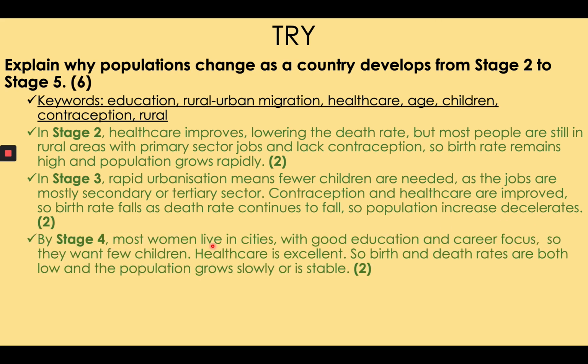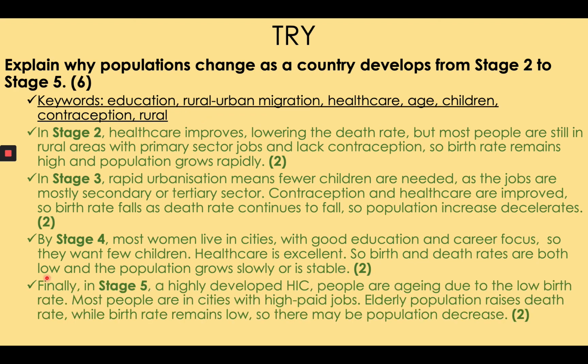By stage 4, most women live in cities with good education and career focus, so they want few children. Healthcare is excellent, so birth rate and death rates are both low, and the population grows slowly or is even stable, 2 marks. And finally, in stage 5, a highly developed HIC, people are aging due to the low birth rate and excellent healthcare. Most people are in cities with high-paid jobs. The elderly population raises death rate while the birth rate remains low, so there may be population decrease, 2 marks. If you got 3 of these, you got 6 marks.